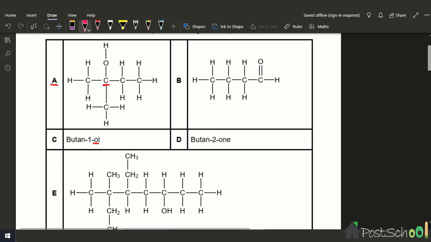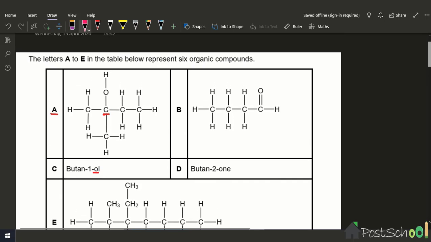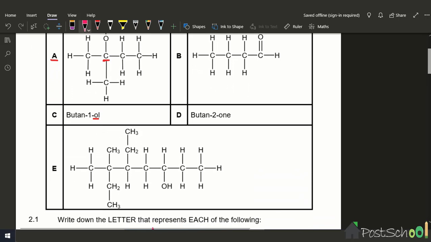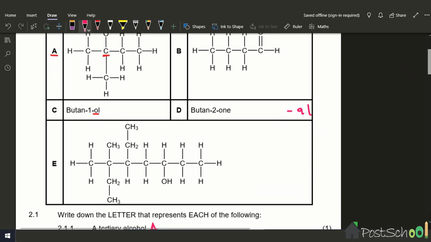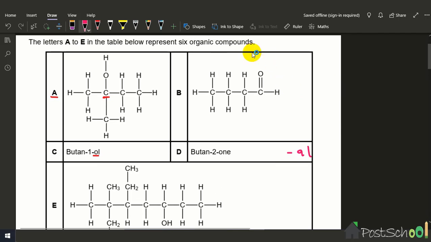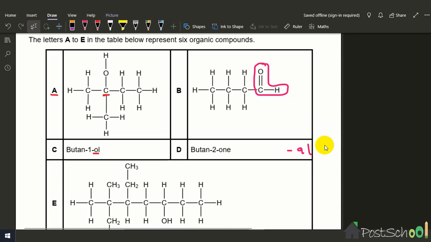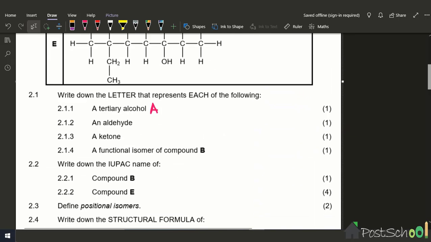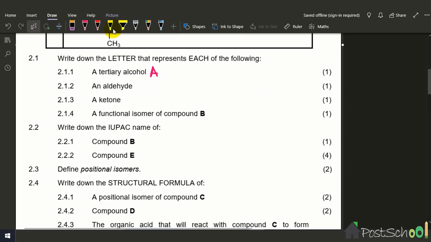Then, an aldehyde. So check which is the aldehyde. How do we identify it? We identify it by the functional group or by the suffix Al. Okay, here is one with Al. So here is the aldehyde functional group. We count nicely 1 2 3 4, butanal. So brothers, this is very simple. So the answer here is B.